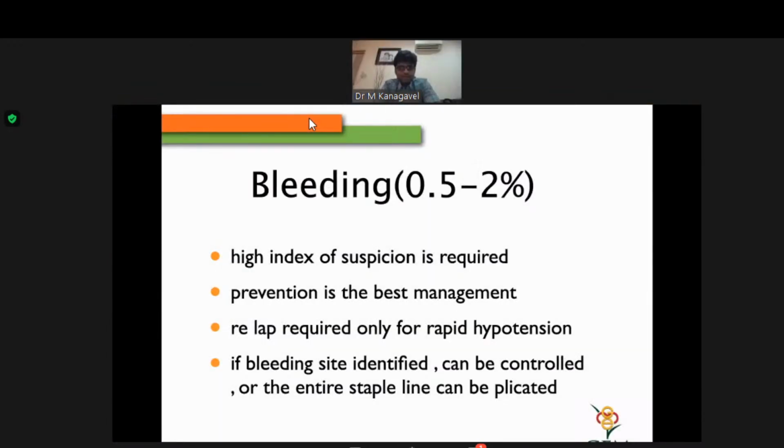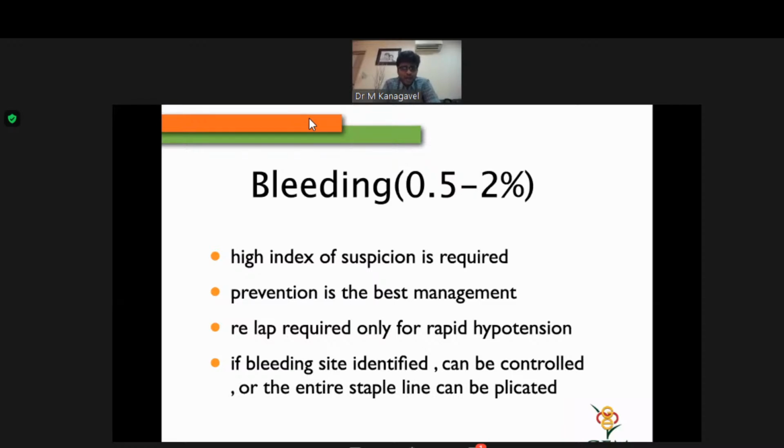So I think bleeding is something which we have to look up. We had a very good, beautiful video of a Roux-en-Y gastric bypass bleeding and an ESG bleeding from Dr. Nitin. Of course, sleeve is probably one of the most common procedures that we do. And of course, prevention is the best management, but re-laparoscopy is usually required only when there is rapid hypotension. We need not go in just because we see some collection or some blood in the drain. Only for rapid hypotension that we are unable to control with conservative means will we have to go in.